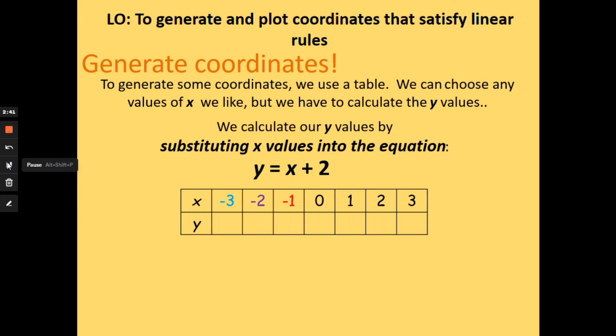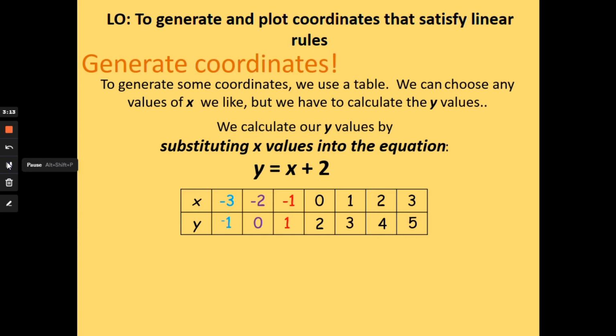And what that means is I draw a table that looks like this. So x at the top and y at the bottom. X is minus 3 all the way up to 3. And using this, we can start to generate the coordinates. So for the first one, minus 3, we need to work out what y is. And we do that by doing minus 3, add 2, which equals minus 1.